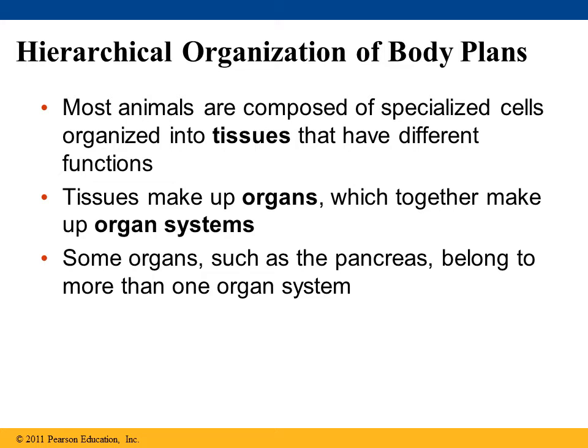Now, this is true in both plants and animals. Now, some organs, such as the pancreas, may belong to more than one system. And remember, in most animals, there are certain specialized cells that perform a certain job. So we have specialized cells that group to form our specialized tissues that in turn form our organs.